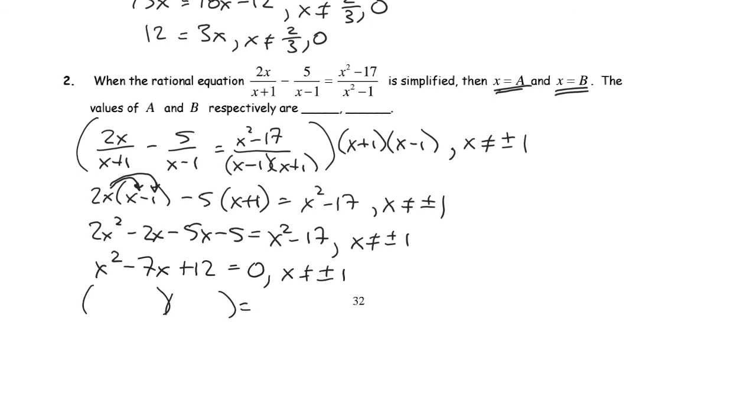Now, based on some of our previous questions, or at least one of our previous questions, you might be a little tentative here thinking, oh, I hope this factors. And in this case, it actually does. It's x minus 3, x minus 4. So x is going to equal 3 or 4. It doesn't equal plus or minus 1. That's not a problem. So those are my 2 solutions. My answers here, respectively, are 3 and 4 or 4 and 3. Order doesn't really matter here.